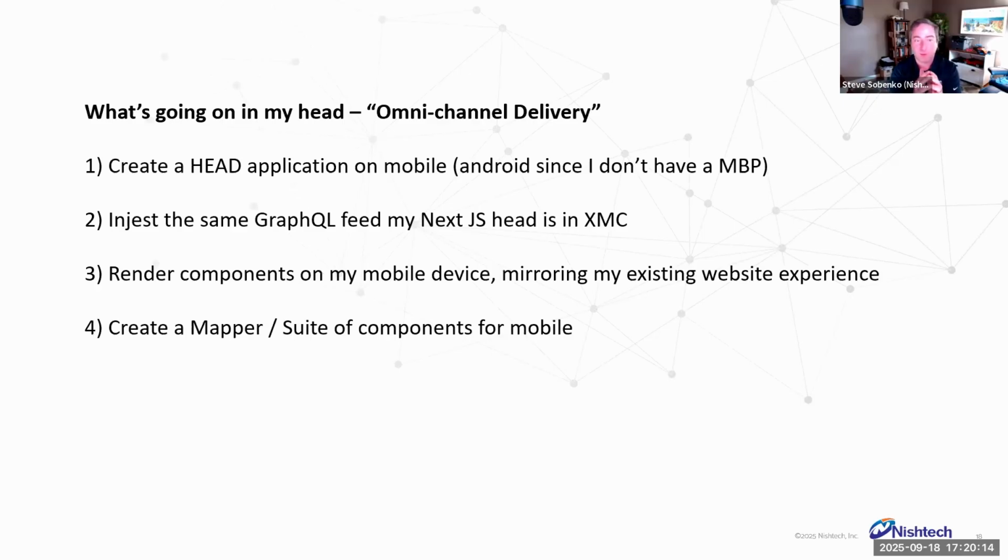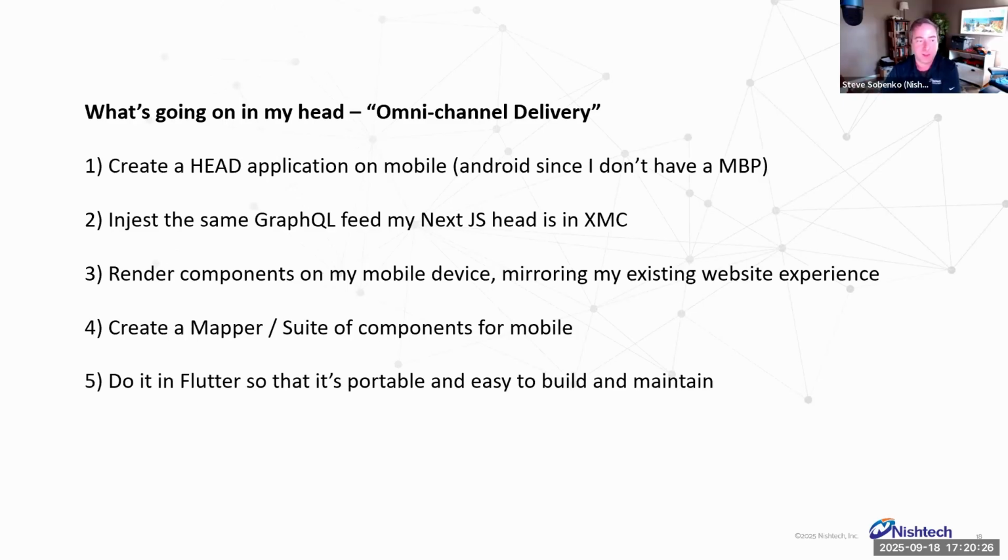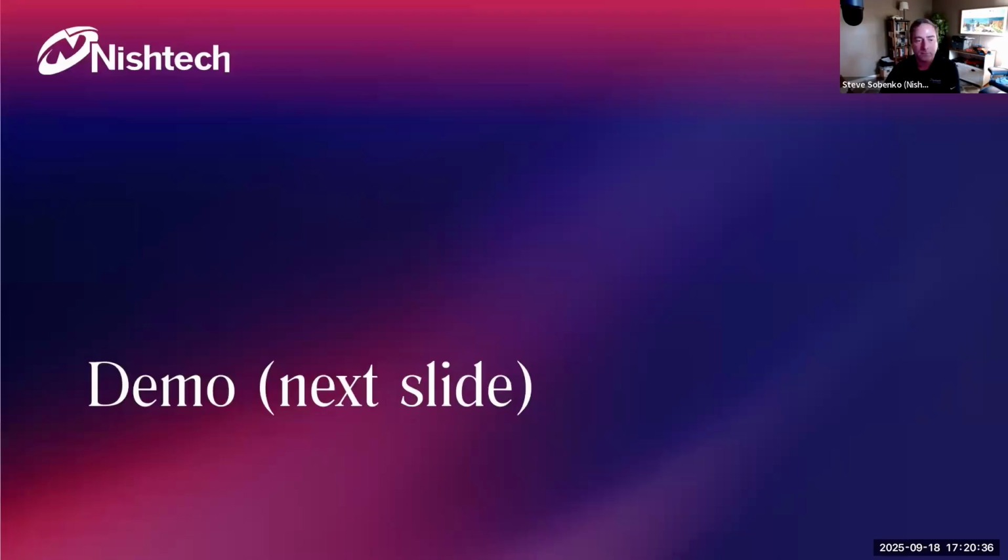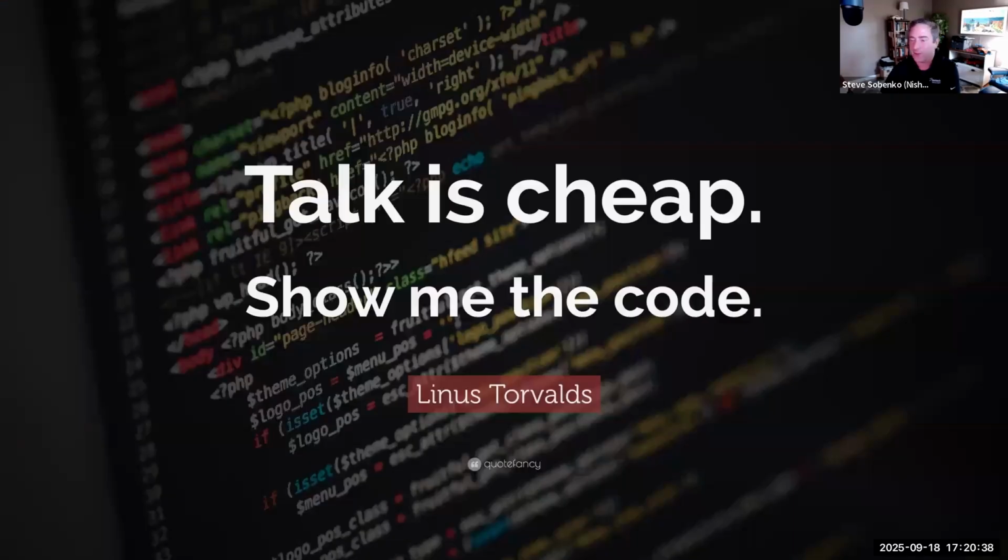And what I need to do to make that work is create a mapper of components and a suite of components that mirror my Next.js components, but in my Flutter Dart components. I'm going to do it in Flutter, as I said, because that's portable and easy to build and maintain. And I'm going to tinker and have some fun doing it. So as Linus would say, show me the code, right?